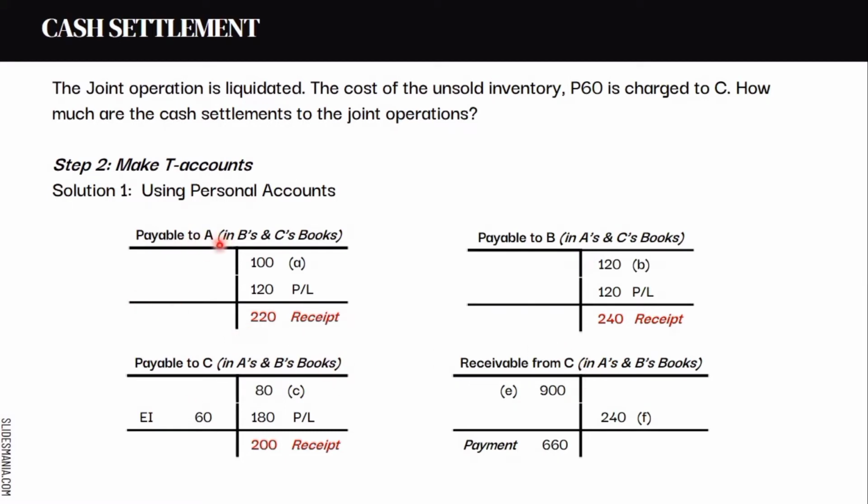Payable to A, we will see that account in the books of B and C. On the credit side, the 100 pesos is A's cash contribution earlier. And then this 120 is his share in the profit. So he has a cash receipt of 220.